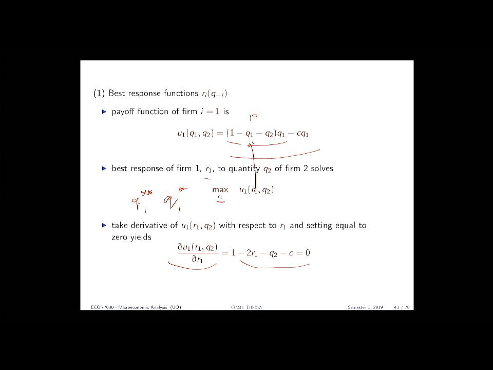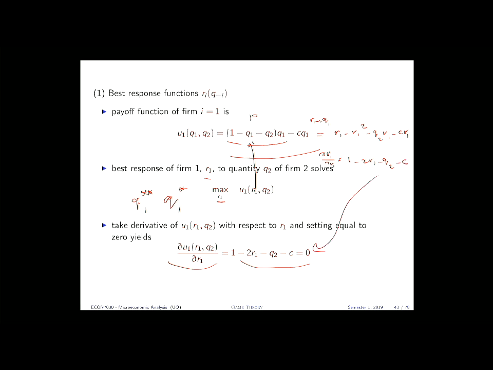So what I need to do is just substitute R1 into Q1 and then multiply both sides of this. You get R1 minus R1 to the power of 2 minus Q2 R1 minus C R1. Okay? Now, if you want to differentiate this with respect to R, it will give you 1. So U1 with respect to R gives you 1 minus 2R1 minus Q2 minus C. That's exactly what we have here.